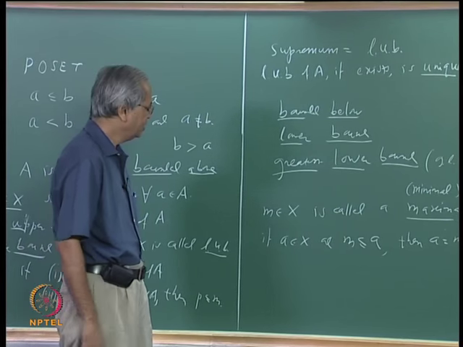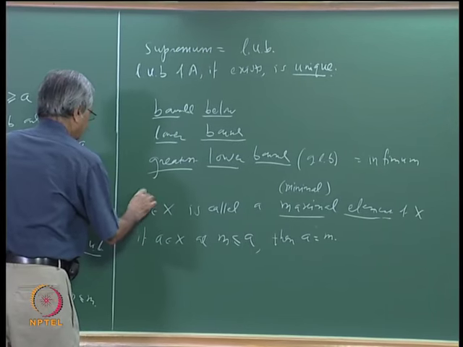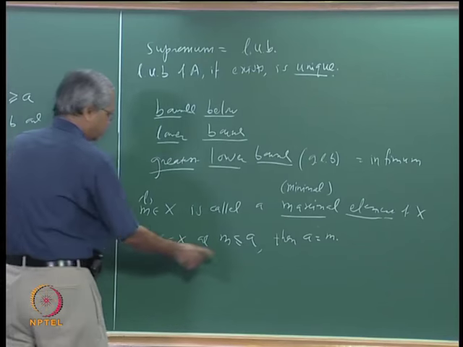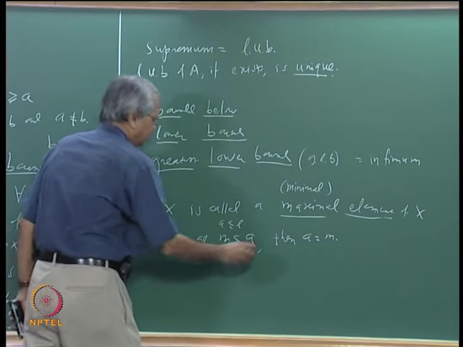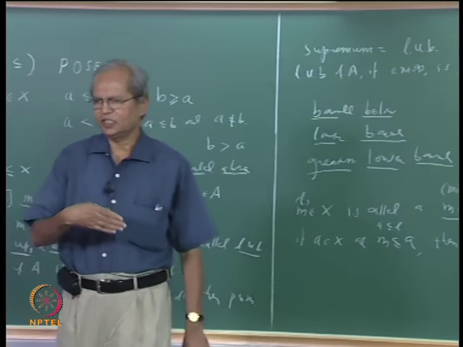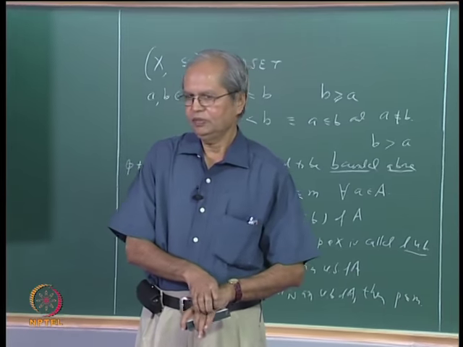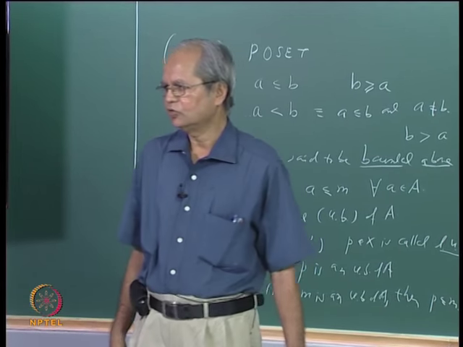What will be a minimal element? We'll say that, instead of this m, let us say l will be called a minimal element if, instead of this m less than or equal to a, we have a less than or equal to l, then that should imply l is equal to a. That is, if there is anything less than a given element, then that element should coincide with this. That is the definition of minimal element.